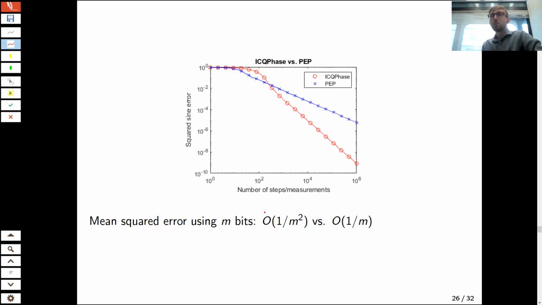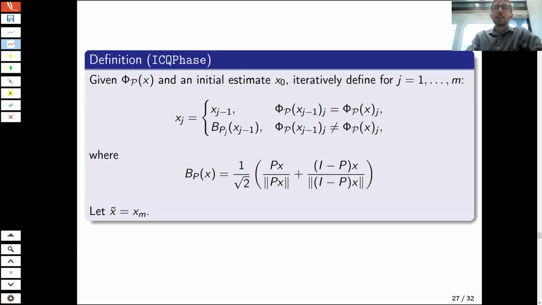And so what it looks like is happening is that, for PEP, we know that if we use n measurements, the mean squared error is on the order of 1/n. And ICQPhase looks like it has a mean squared error on the order of 1/n squared. It's much better, converging much faster, at least once you pass this initial hurdle. So let me define what this algorithm is and tell you what we know about it so far. This is still something that we're investigating, but I can give you some of our first results on it.